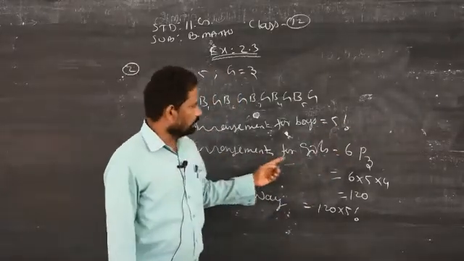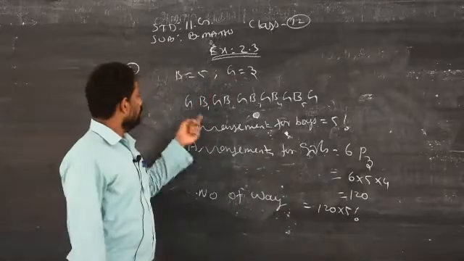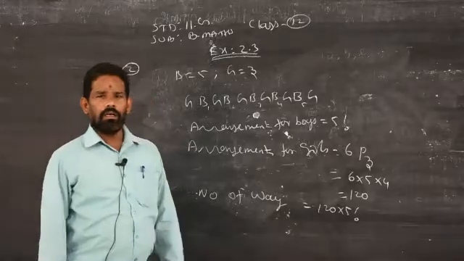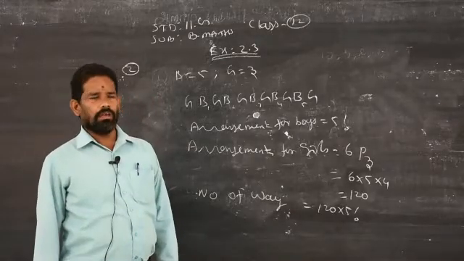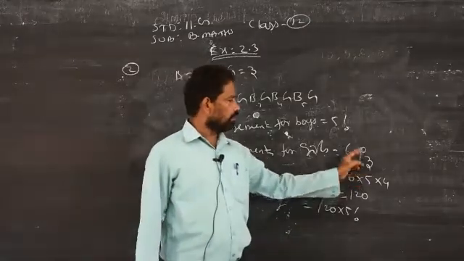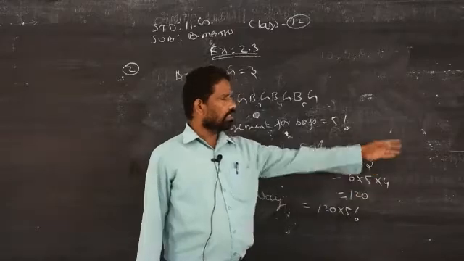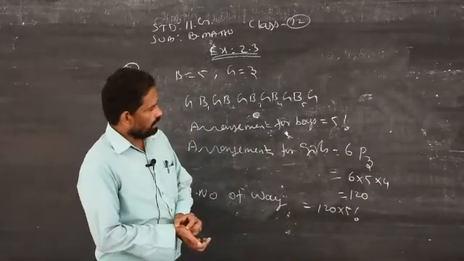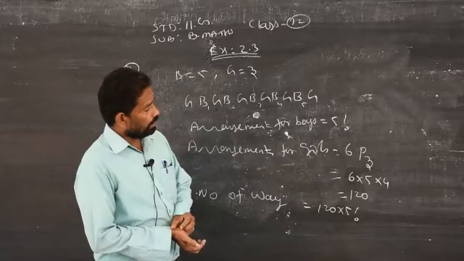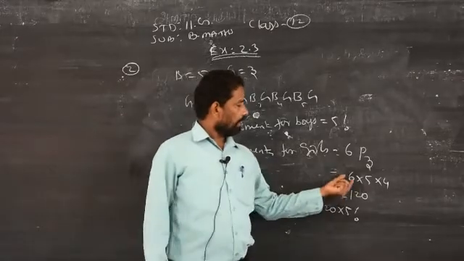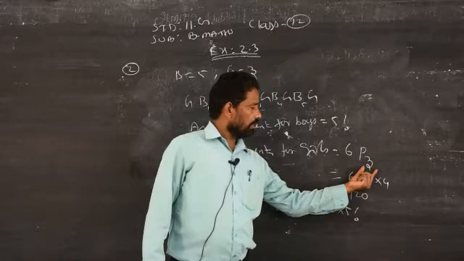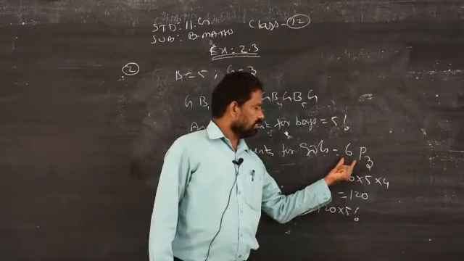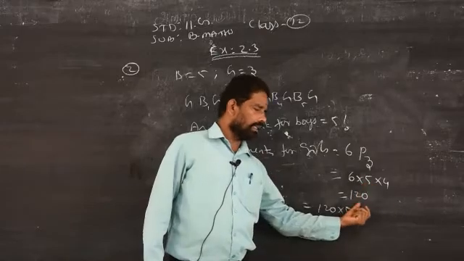Then the arrangement for the girls. Girls can occupy 6 places. So 6 places are occupied by 3 girls. You know how to write this, as I said previously. We have seen that without using the formula you can write straight away by seeing the suffix 3: you write 3 numbers starting from 6 in descending order, 6, 5, 4, so you will get the answer.